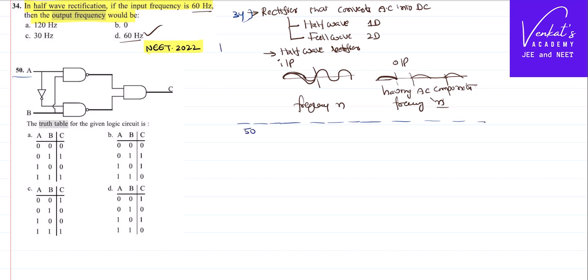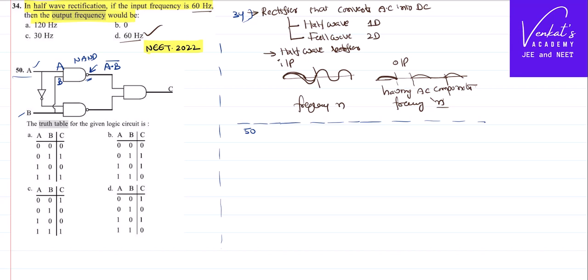Question number 50. If you look at this, this is A, this is B, and A is an input here. This gate is an AND gate with a NOT circle, so it's a NAND gate. The second input of that NAND gate comes directly from B. If it were an AND gate, it would have been A dot B, but as it's a NAND gate, the output is (A dot B) whole bar.